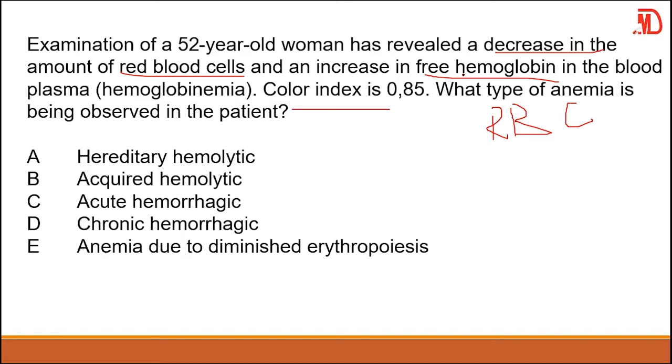What would happen to the red blood cells? Probably the red blood cells would die. Good. So when red blood cells are dying or destroyed, there will be a lot of free hemoglobin coming out. Because hemoglobin is actually needed in the blood to bind with iron so it can carry oxygen. So when we have free hemoglobin, that means the red blood cells are broken down. So what type of anemia has developed in this case? Obviously, we have hemolysis, or hemolytic anemia. But this person is 52 years old.